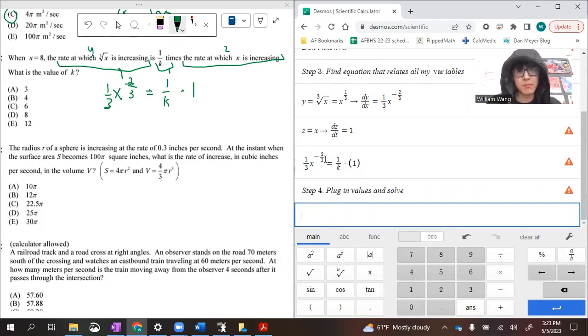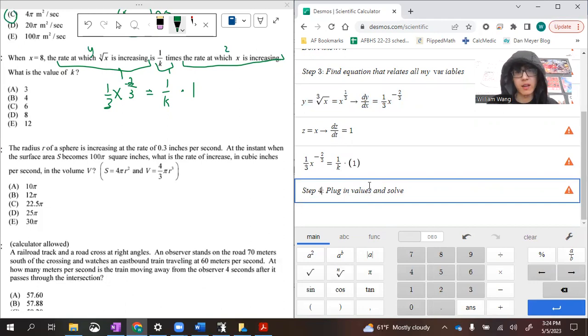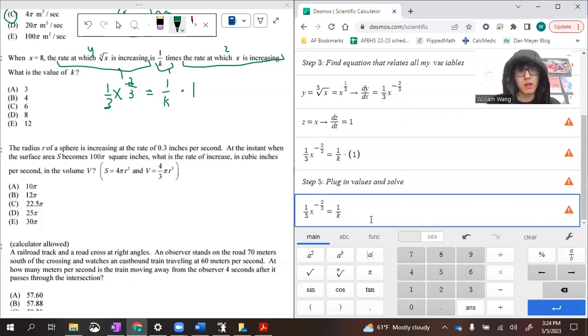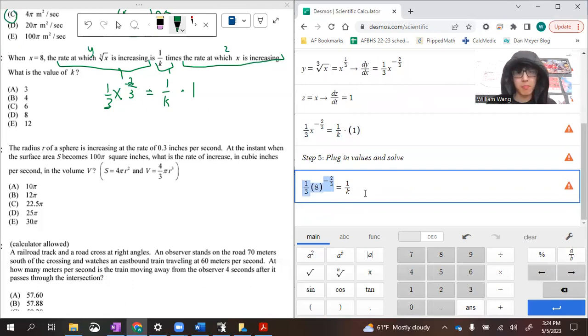All right, so let's plug in my values and solve. Actually, we sort of skipped step 4, find the derivative. We already did that here. We found the derivative, so this is sort of my step 5, actually. Plug in values and solve. So I take my equation: 1 over k times 1, that's just 1 over k. So really, I'm just plugging in my value for x. x is going to be 8. They told us x is 8. So I just need to simplify this and solve for k.